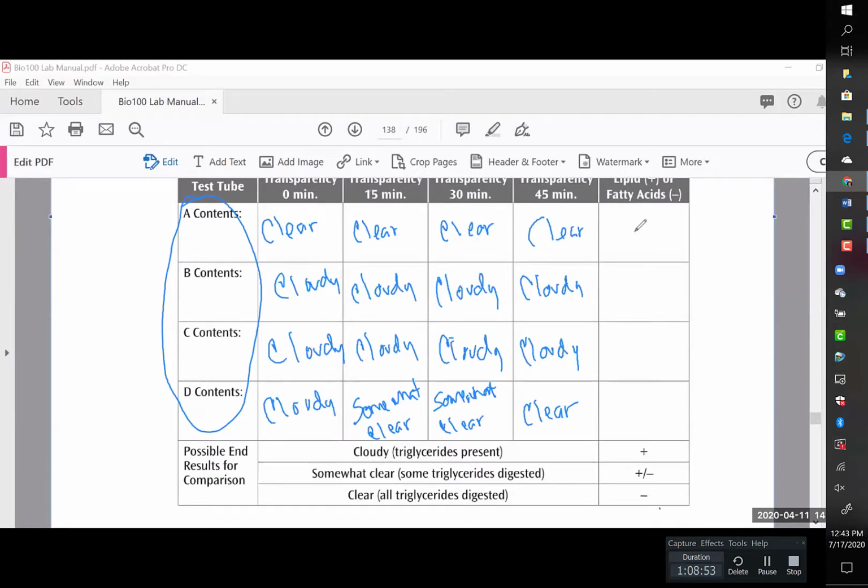Well, we didn't put any into test tube A, so that one's a negative. Test tube B is going to be a positive. Test tube C is a positive. And then by the end of the 45 minutes, test tube D, which had the milk, the bile salt, the enzyme lipase, and the DI water as the fill, became clear, so that one will be a negative for us. So those are the results for tables 9-1, 9-2, 9-3. Let's go ahead and clear all of this.